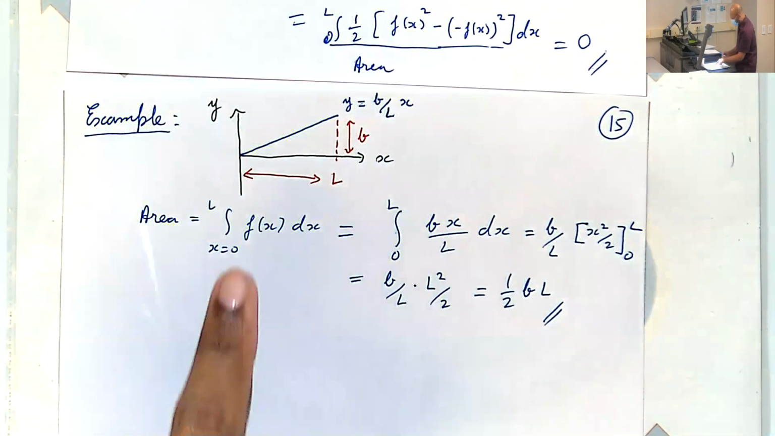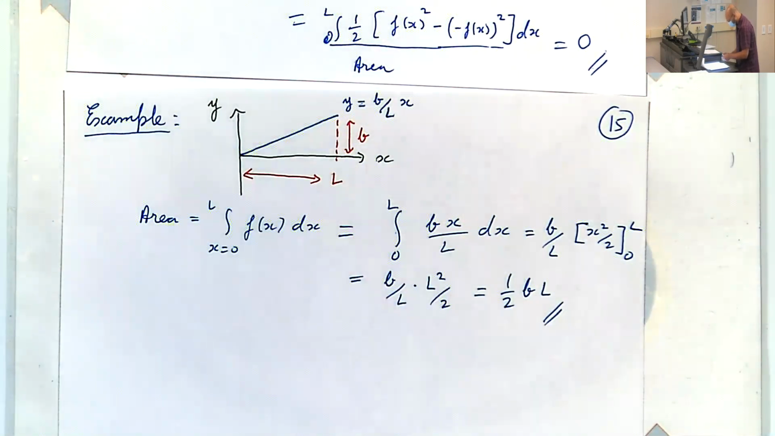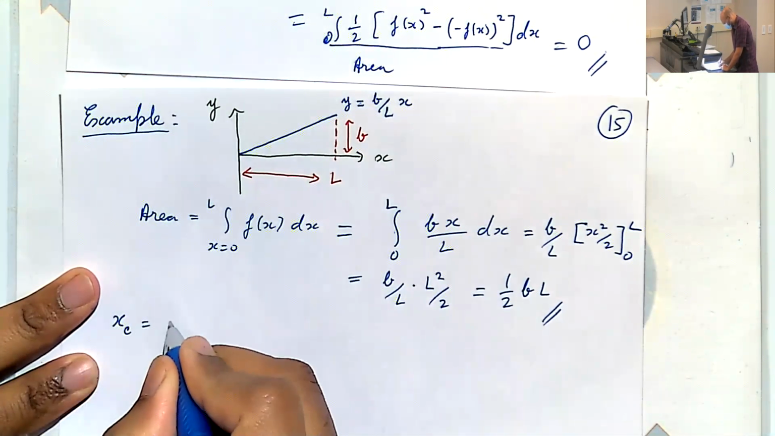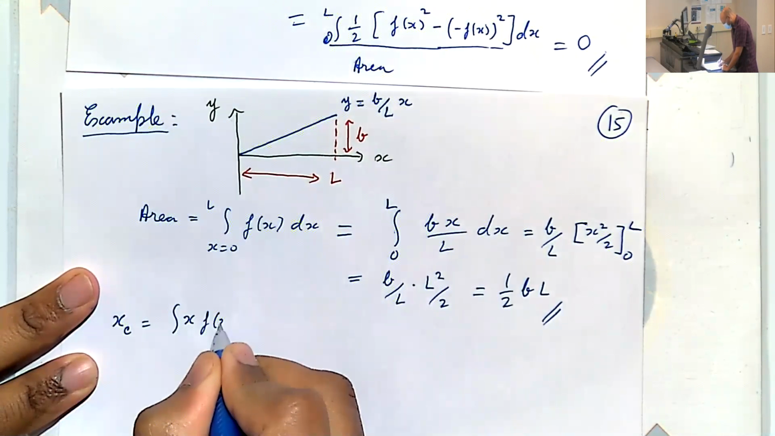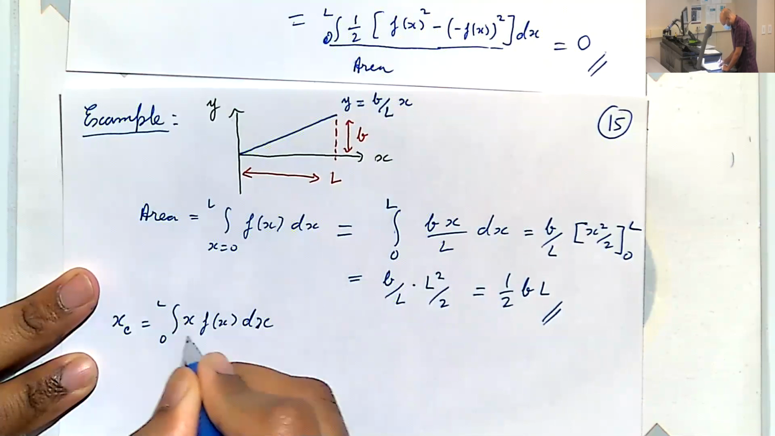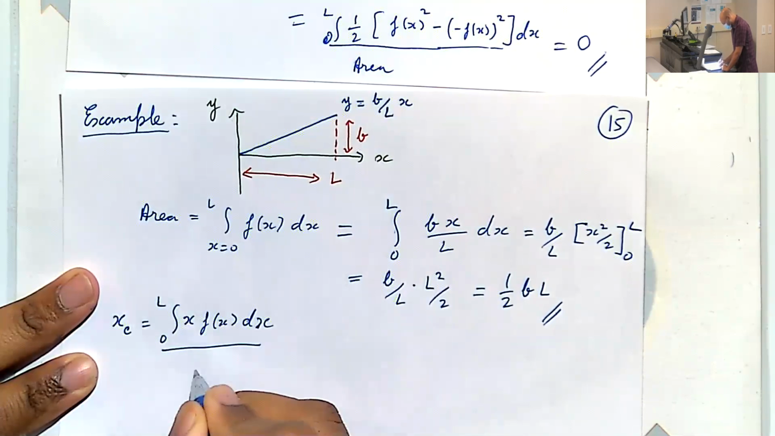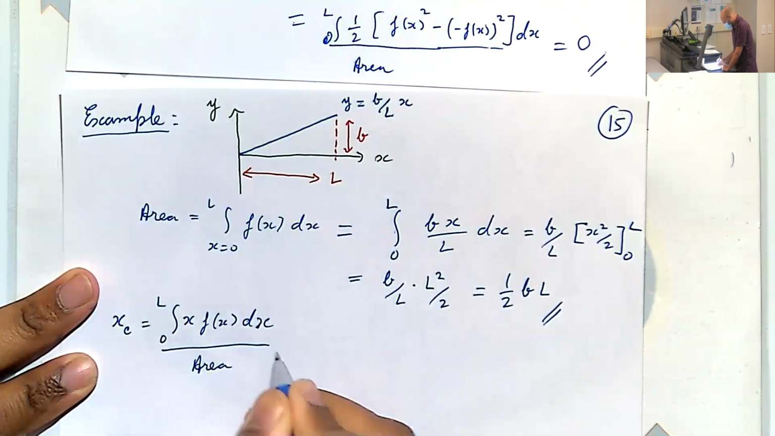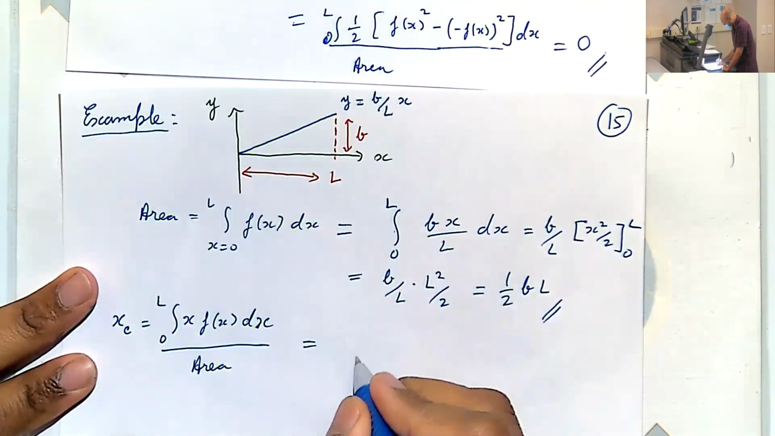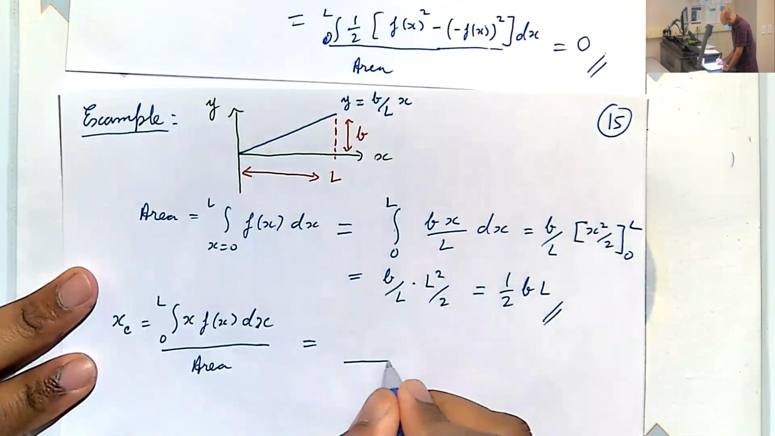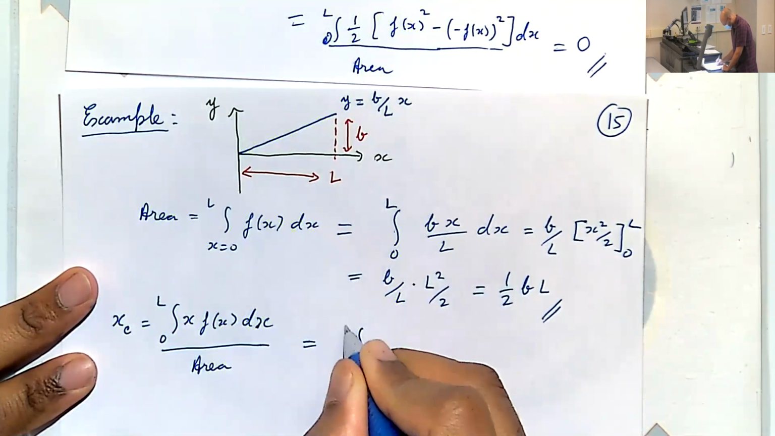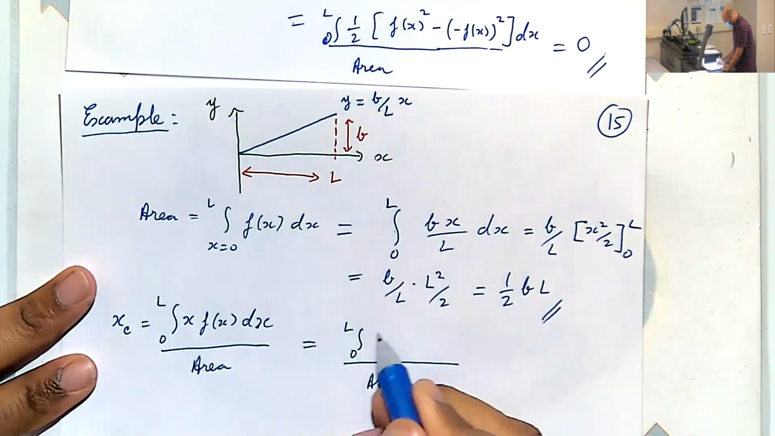If we want to compute the x centroid here, so x centroid, we compute the integral of x f(x) dx from 0 to L over area. All right, what do we write inside?